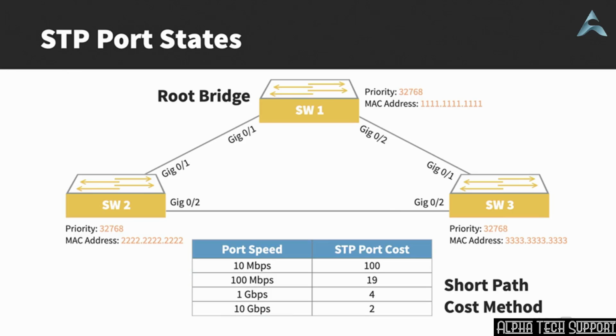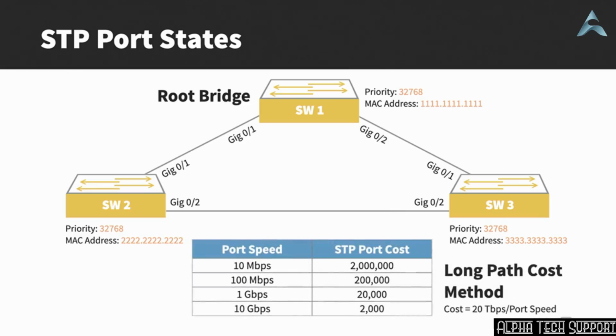So in the future, you're probably going to be using the long path cost method. Here, we take 20 terabits per second, divide by the port speed, and that's your cost. So a 1 gig link would have a cost of 20,000. But here we'll use what you'll find by default on most switches, and that's the short path cost method.